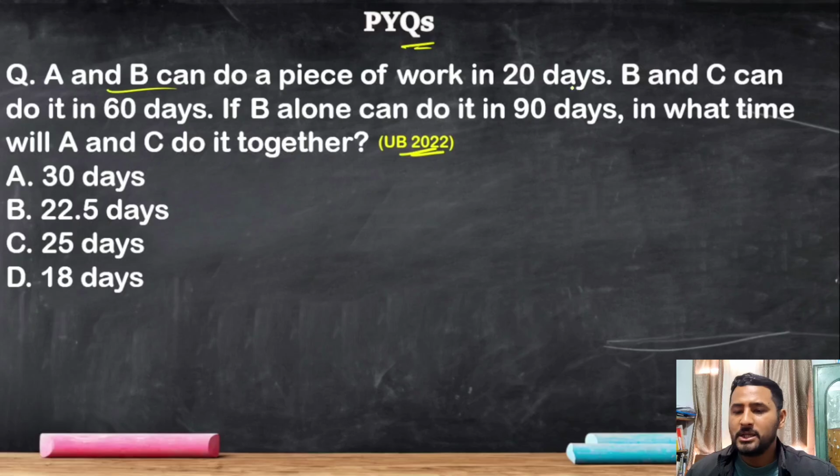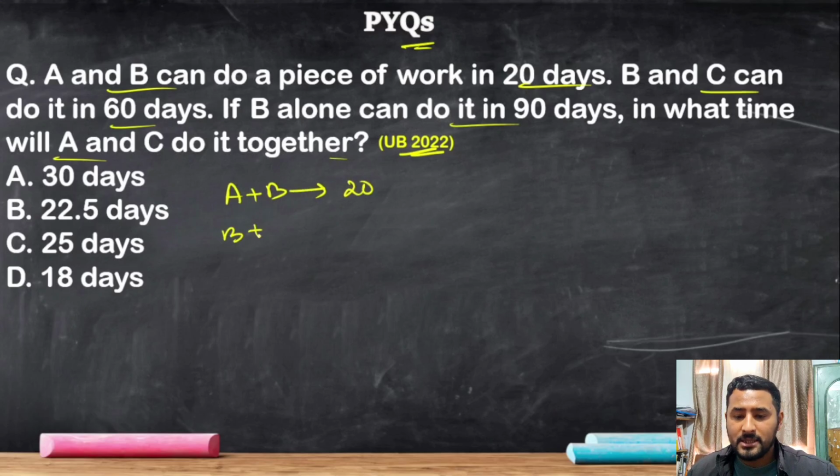A and B can do a piece of work in 20 days. B and C can do it in 60 days. If B alone can do it in 90 days, in what time can A and C together do it? First thing, A plus B takes 20 days. B plus C takes 60 days. B alone takes 90 days. Get the LCM.